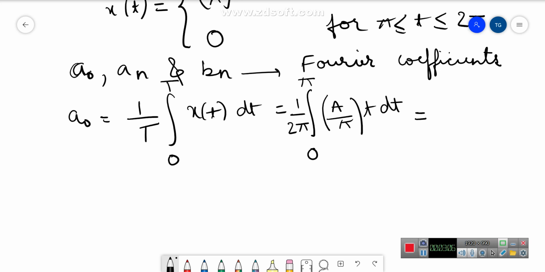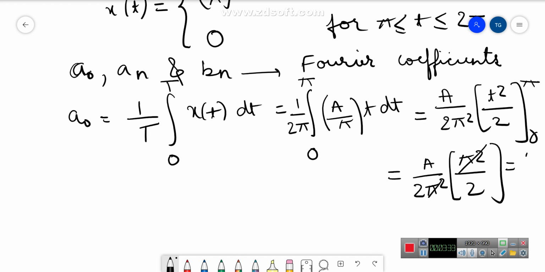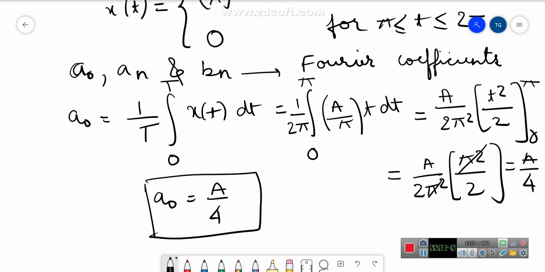Just bring out the constant values, that is A by 2 pi square, and when we integrate t, we will get t square by 2. Then from limit 0 to pi, just substituting the limits, what we will get here is A by 2 pi square into pi square by 2. So pi square gets cancelled. We are left with A by 4. So a naught is equal to A by 4. So we got the value of a naught.